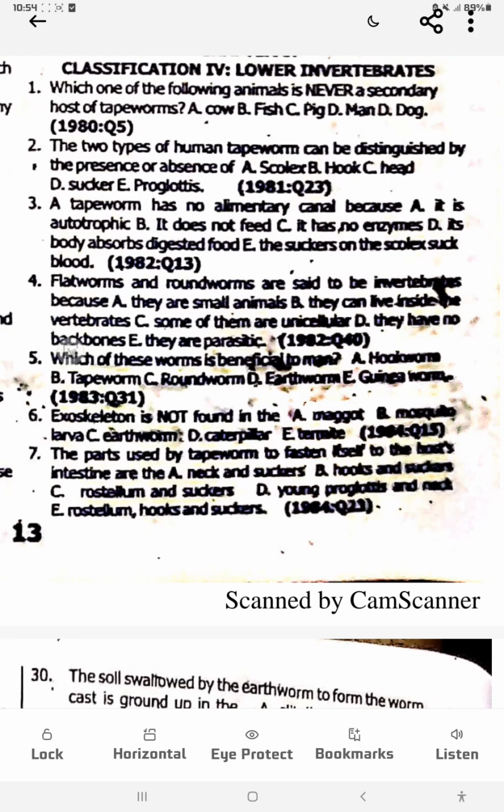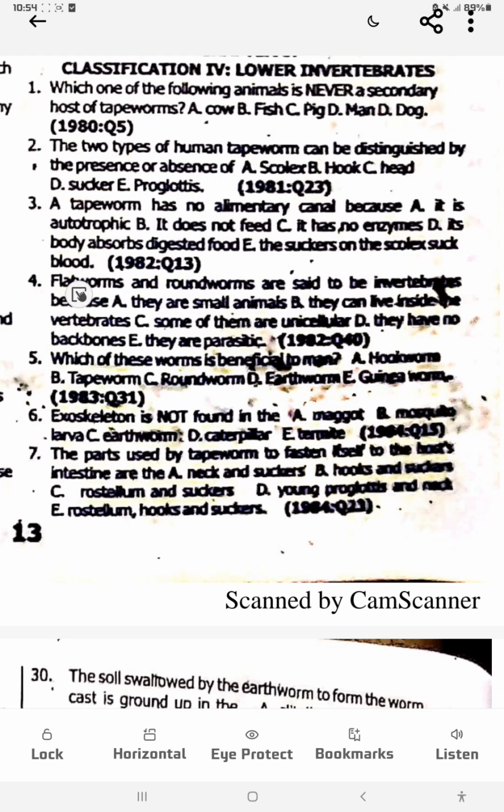Platyhelminthes are generally called flatworms, while nematodes are generally called roundworms. So remember, I said read the question. Platyhelminthes, which are flatworms, and nematodes, which are roundworms, are said to be invertebrates because the correct answer for number 4 is they have no backbone. Option D.